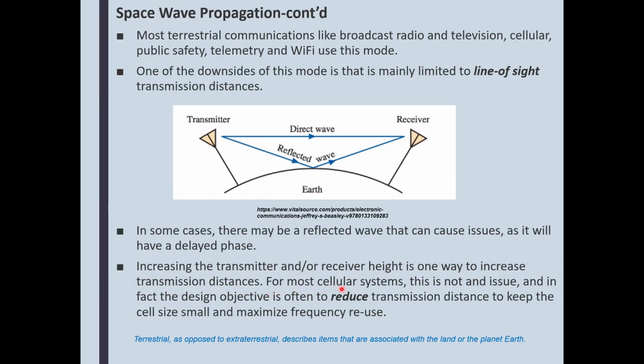For most cellular systems, this is not an issue because you have a bunch of cells, and cells have antennas, and they're within the distance. So for most cellular systems, this is not an issue. And in fact, the design objective is often to reduce the transmission distance to keep the cell size small and maximize the frequency use.